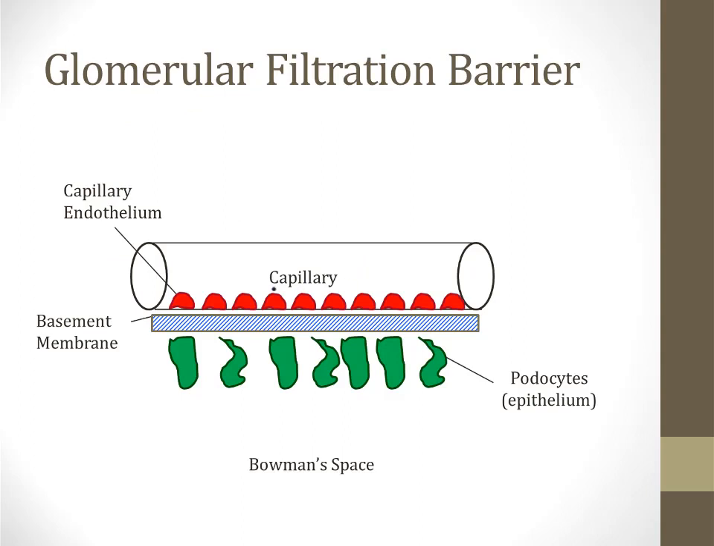In order for blood constituents to move from the glomerular capillary into Bowman space, they must cross the three elements of the glomerular filtration barrier. Those three elements include the capillary endothelium, shown in red, the basement membrane, shown in blue, and the podocytes or epithelial cells, shown in green.